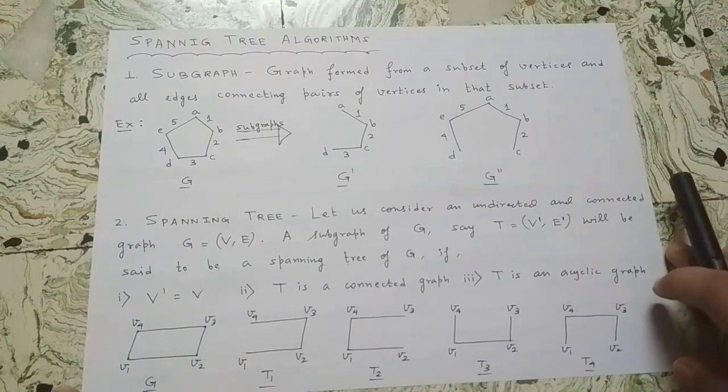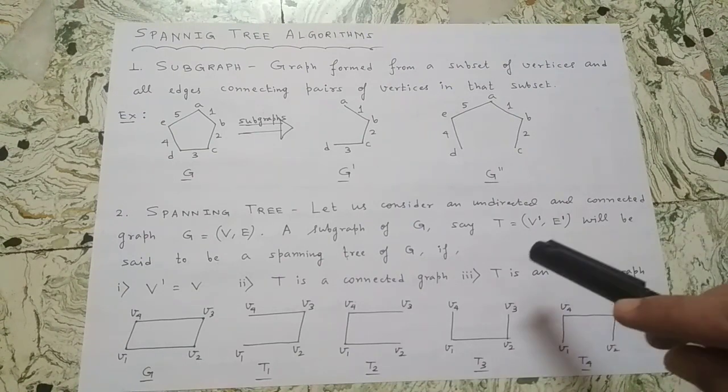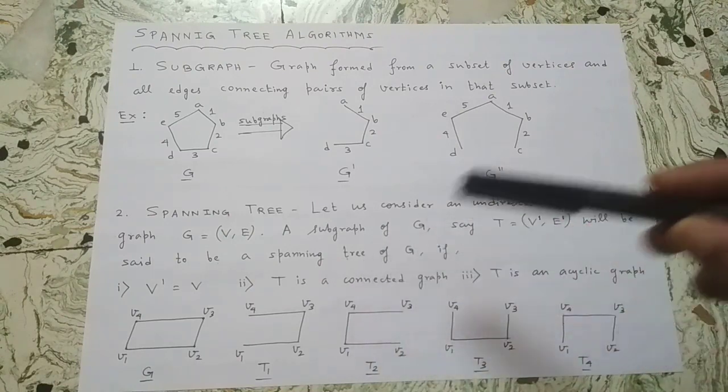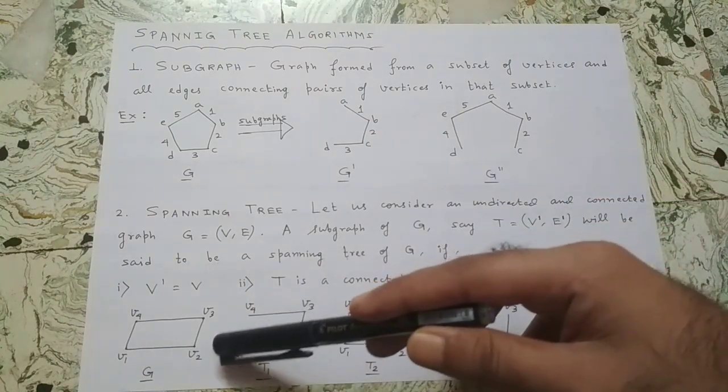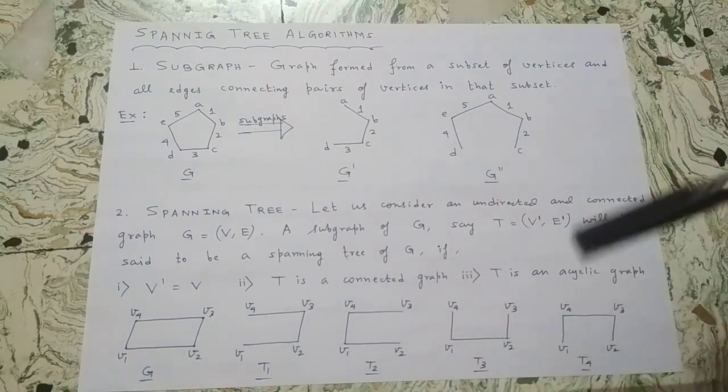Anyway, now with the concept of subgraph clear to you, let's try to understand what a spanning tree is. Again, you just pause the video and go through the definition of spanning tree. I hope you have gone through the definition of spanning tree. Let me again summarize things for you. For a graph to be a spanning tree, you will be given an original graph, like graph G here. From that, you have to generate spanning trees.